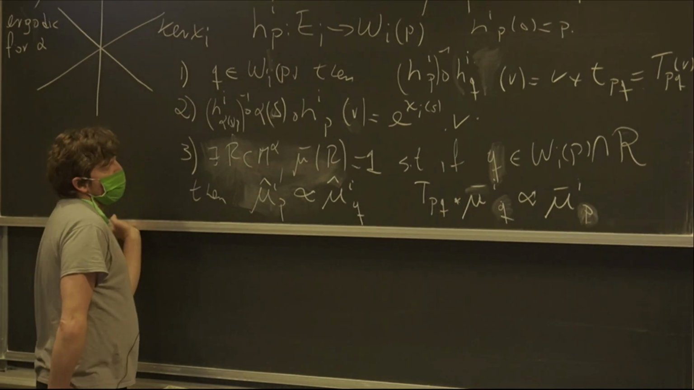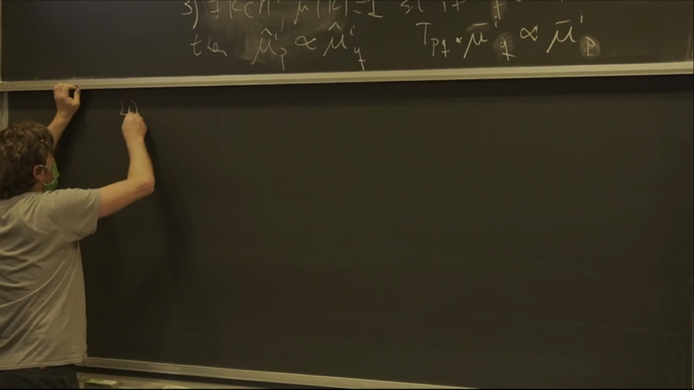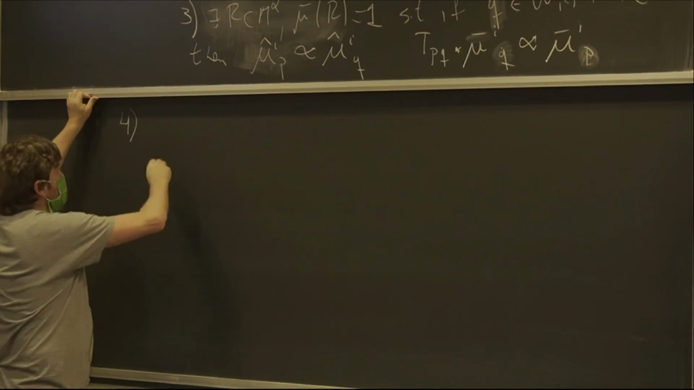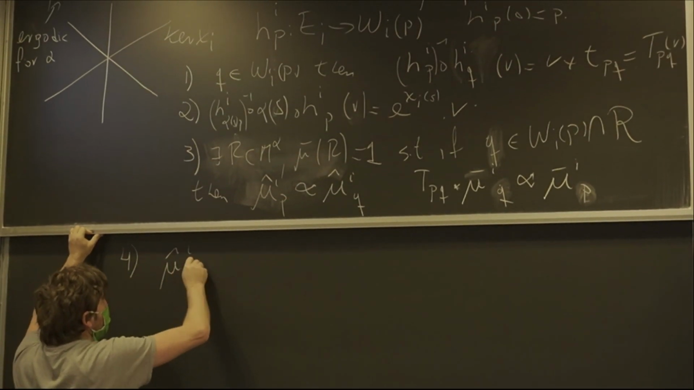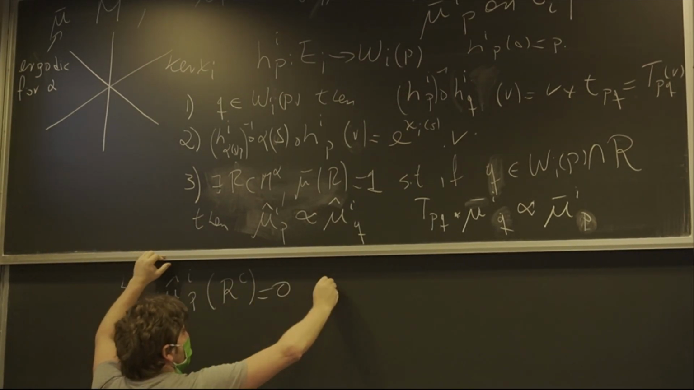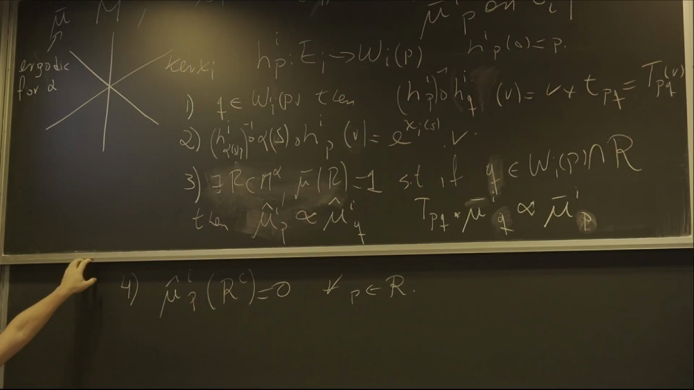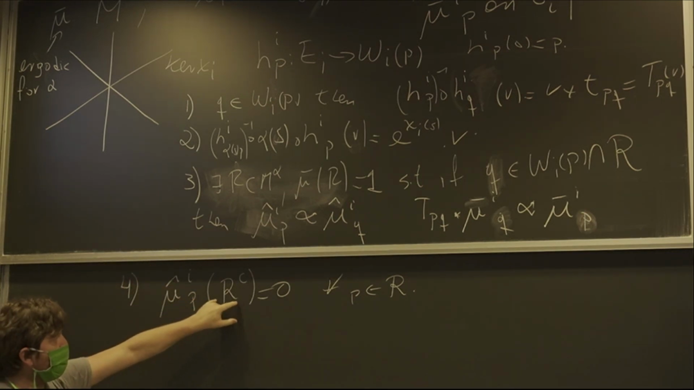Four is just the very definition of conditional measures, which is that the mu hat_i^P of the complement of R is 0 for every P in R. So the conditional measures are fully supported on R.